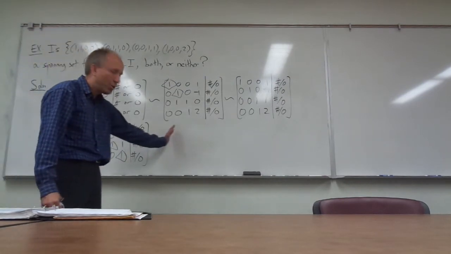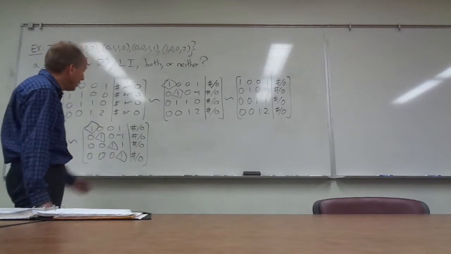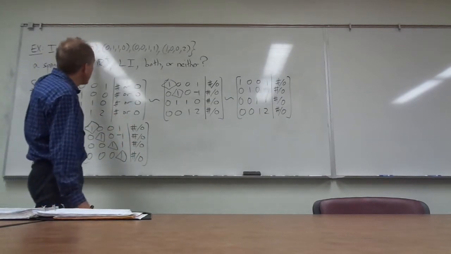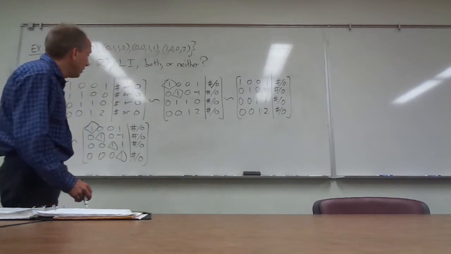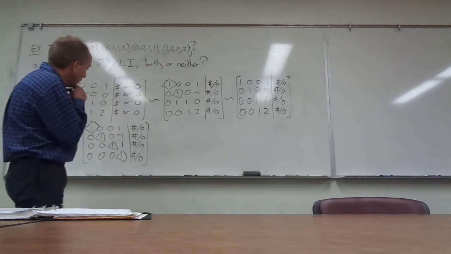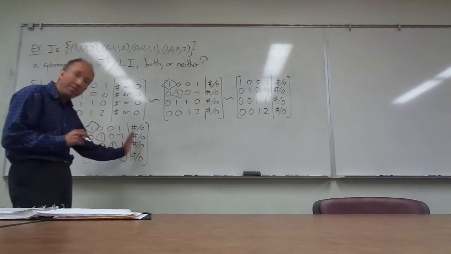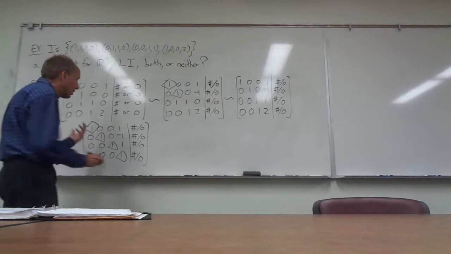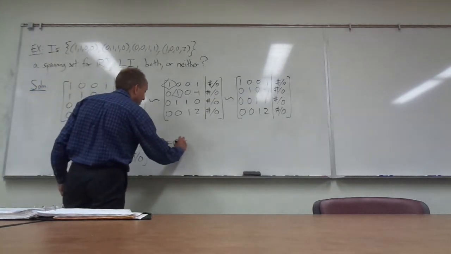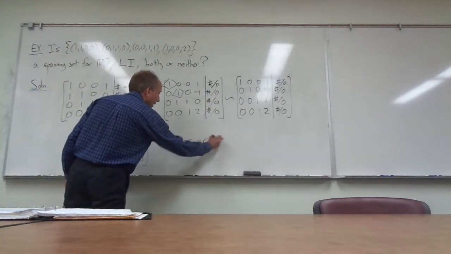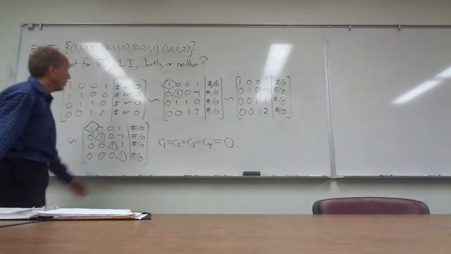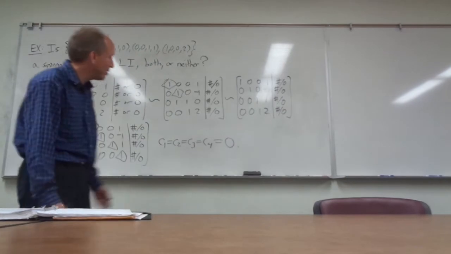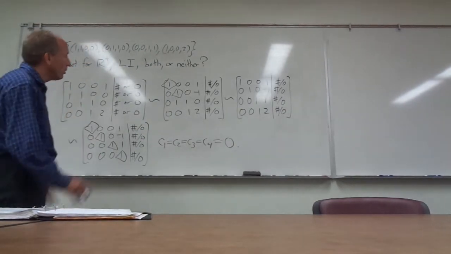So no pivots drifted into the far right column. It means this is consistent, and that means that my vectors are in fact a spanning set for R4. On the other hand, there's no free variables to the left of my augmentation bar. The only way that I could solve that system with the zeros on the right-hand side would be to choose those constants to be 0. So there's no other way to do that.